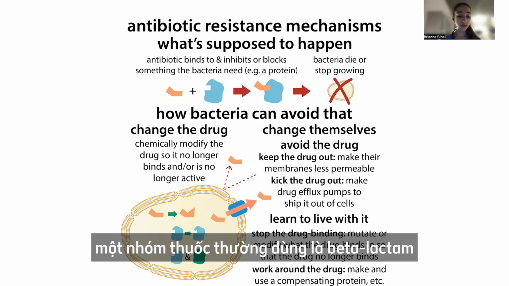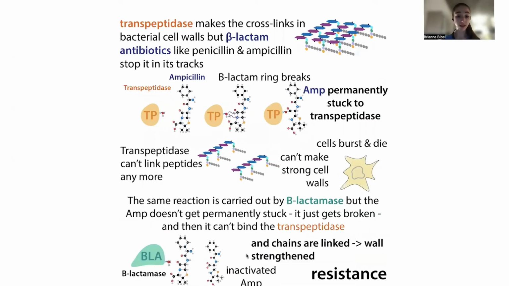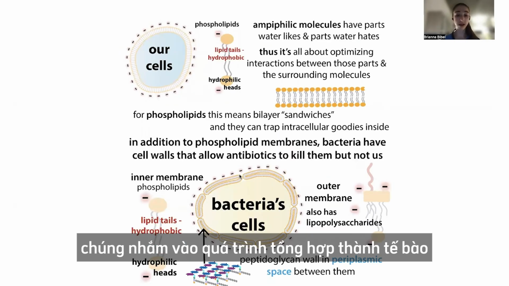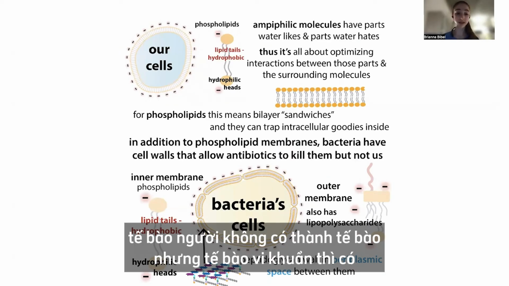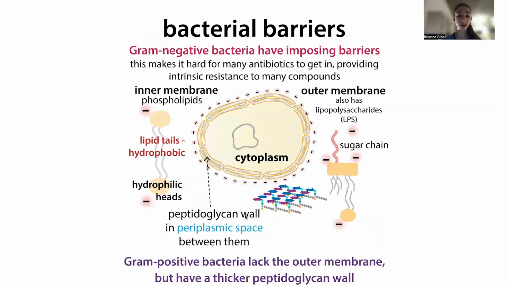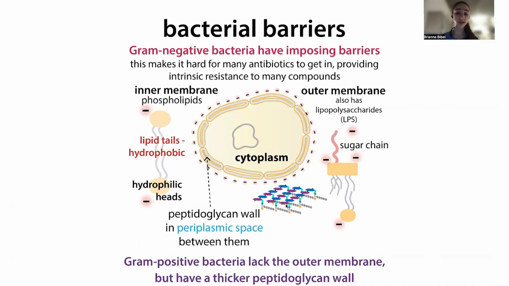One of the common types of drugs that we use are beta-lactams, things like ampicillin and penicillin. What these do is they target the synthesis of the cell wall. Our cells don't have a cell wall, but bacterial cells do, and their cell wall has this peptidoglycan. Peptidoglycan is basically sugar chains that are linked together by little peptides, these short chains of amino acids, little protein chains that are linking together the sugars.